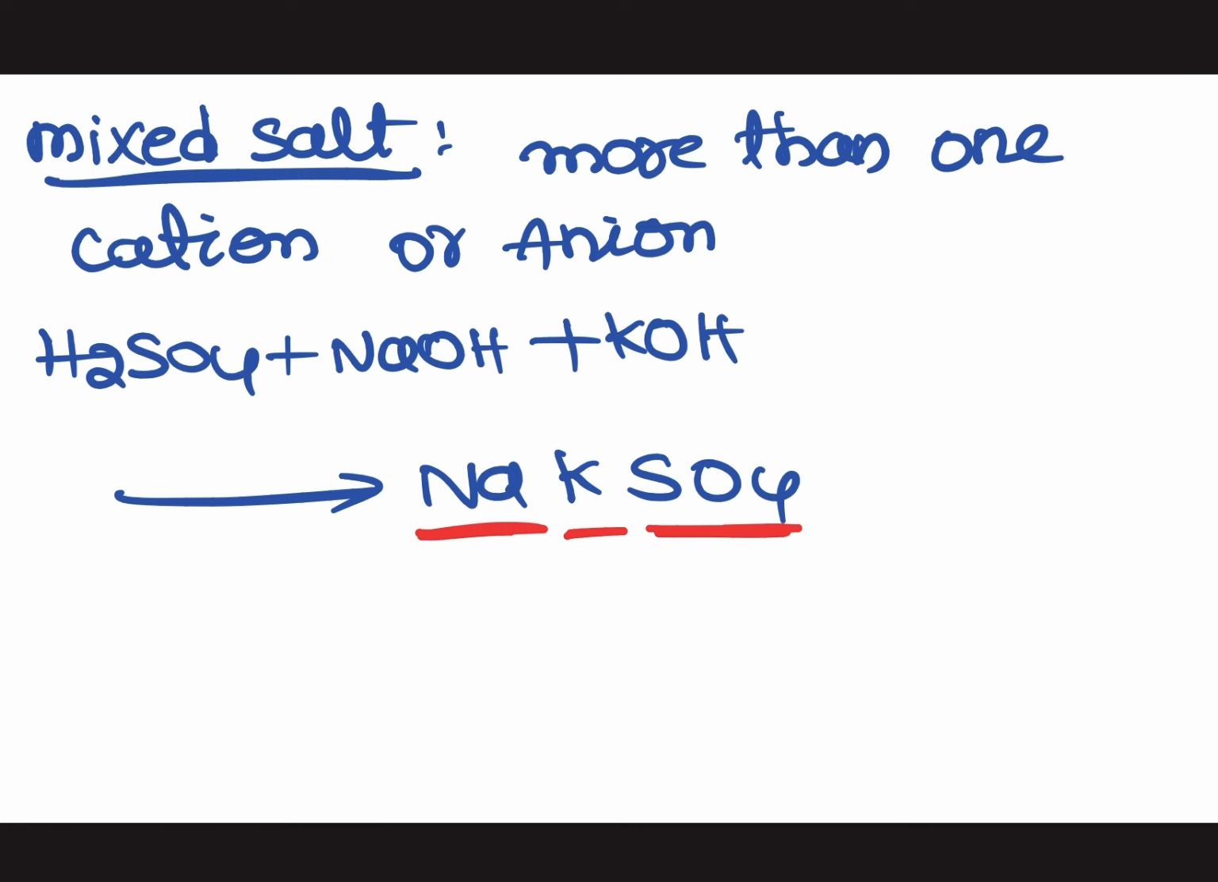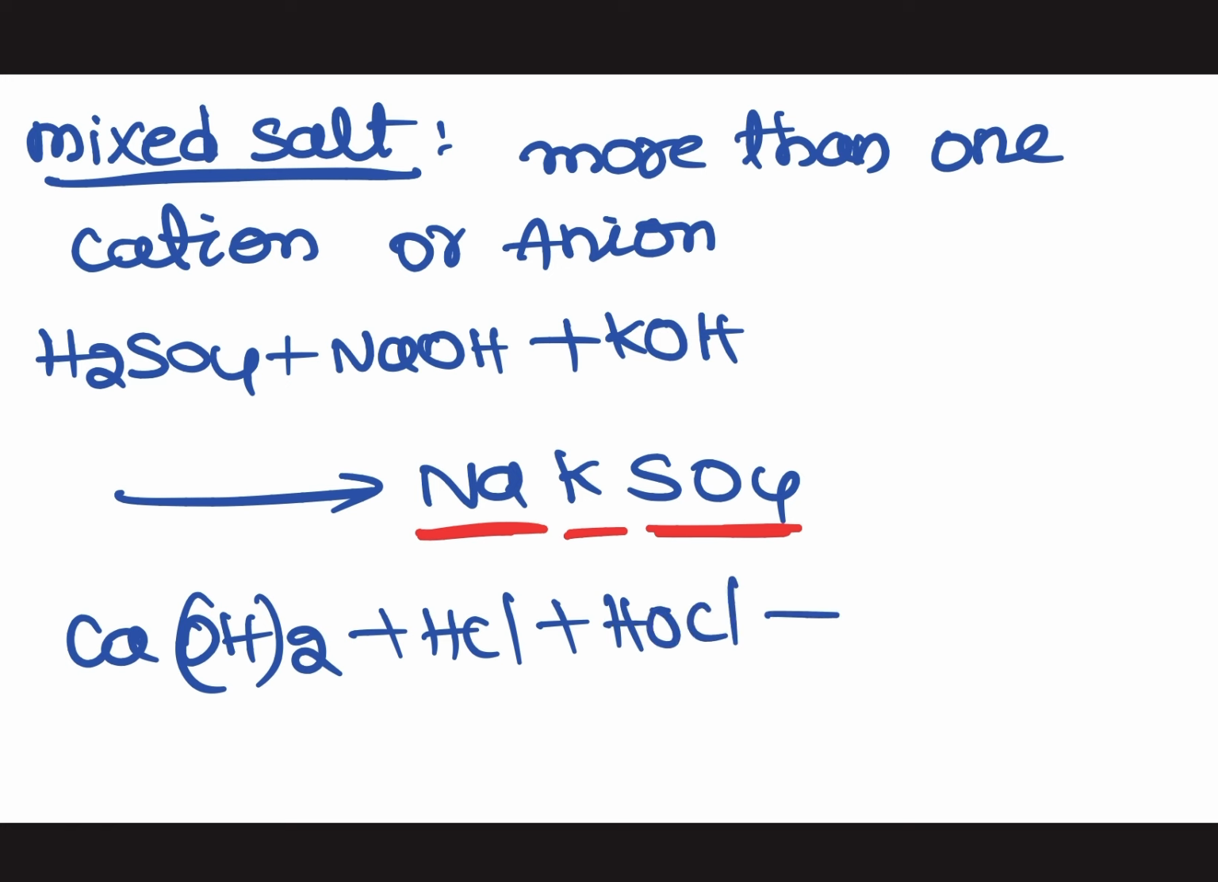So one more example, if you see here, calcium hydroxide reacts with HCl and HOCl, and it forms CaOCl2. Here you can see Ca plus 2, O also having a negative charge, chlorine also having a negative charge. That means you have to see more than one cation or more than one anion in this salt. Such type of salt is called a mixed salt.